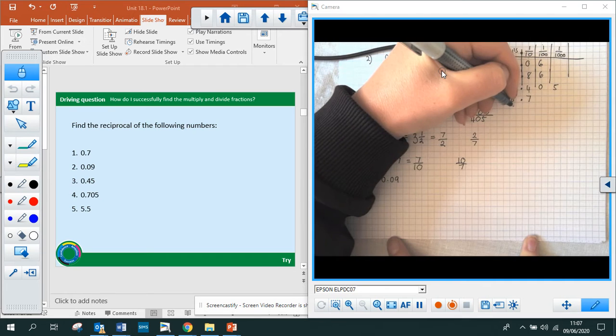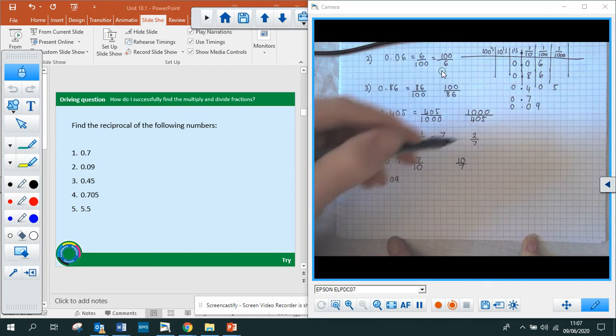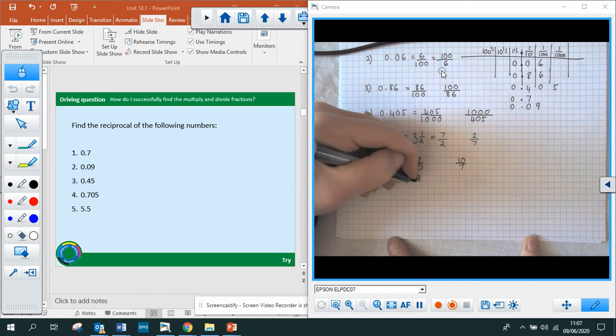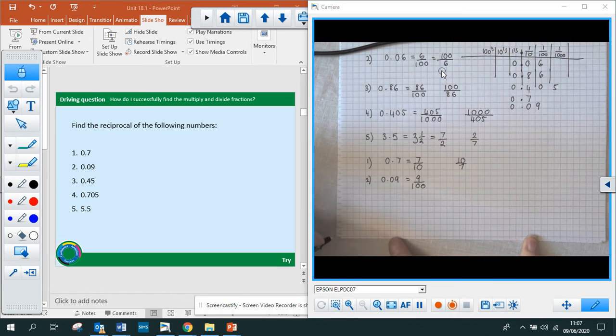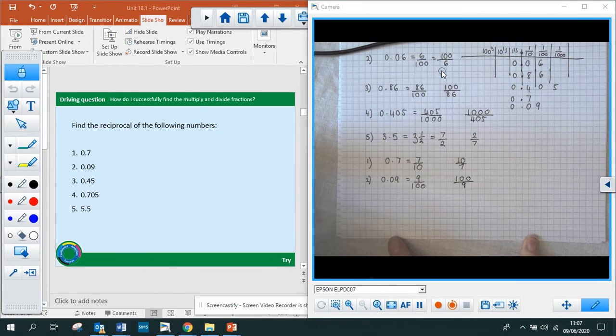Question 2, 0.09. If I put that in my table, 0.09, it ends in the hundredths column. I have 9 hundredths. Find the reciprocal by flipping. It's 100 over 9. Okay?